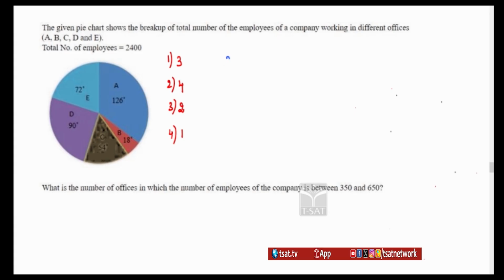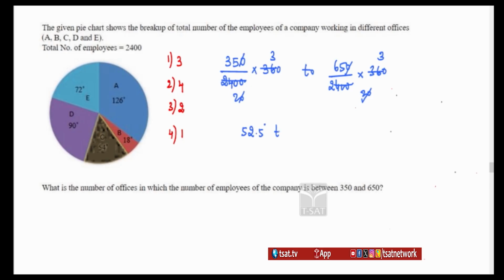By simply taking the data given, 350, first convert it into degrees. The total data is 2400, multiplying it with, if you want to convert it into degrees, then multiply it with 360. I want 650 by 2400 into 360. Cancel it in the 12 table, that is 3 by 20 we will get. Anyway, the extra 0 will also be gone. All you have to do is 105 divided by 2 is 52.5. This is actually 52.5 degrees, and 195 by 2 is 97.5 degrees.